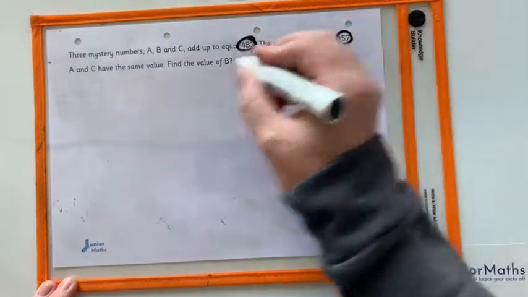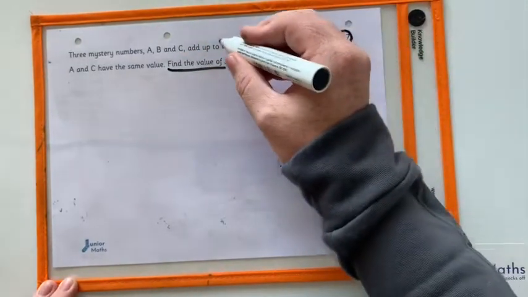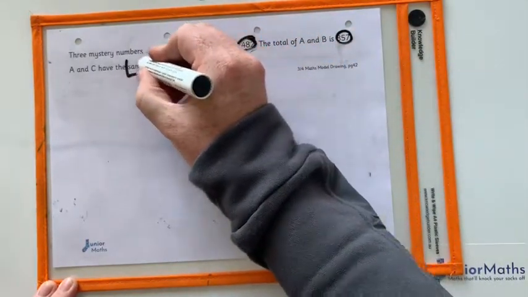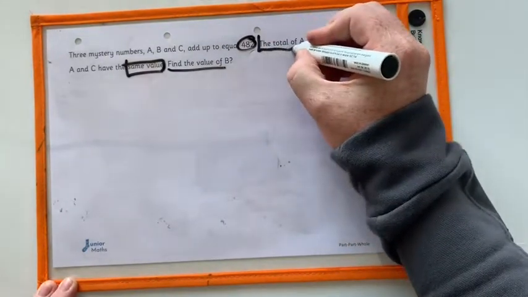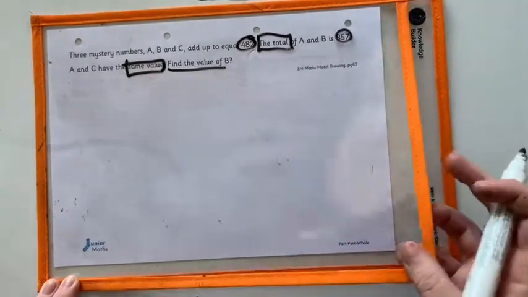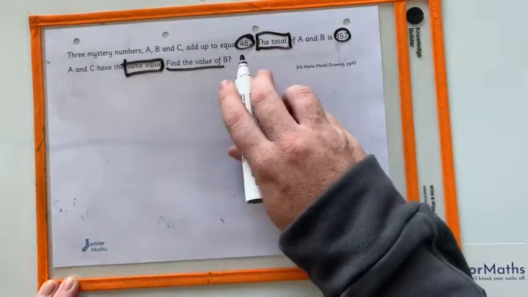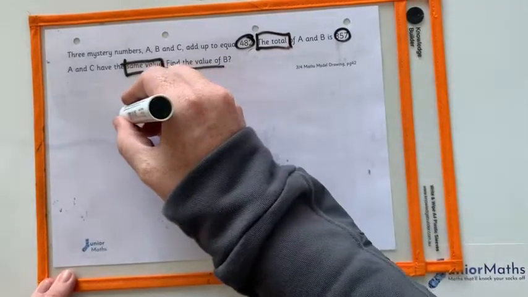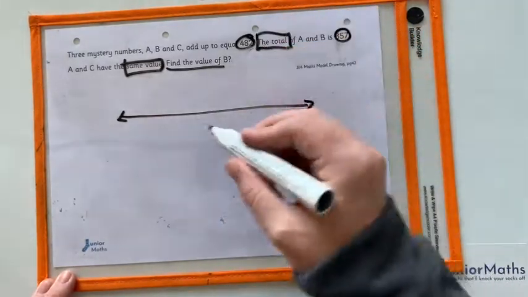Circle key numbers, underline the question, box key. So A and C, same value. The total of A and B is 357. So let's start with our bar. We know the total value of these numbers, 482.